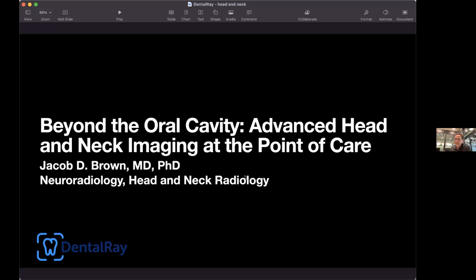And then I have another friend who's practicing in another state who just takes an 11 centimeter field of view on everybody, regardless of what he's looking for, because that's the way that the CBCT manufacturer set up their machine, and that's the way the staff members know how to operate it.